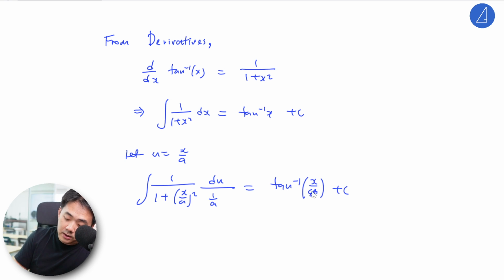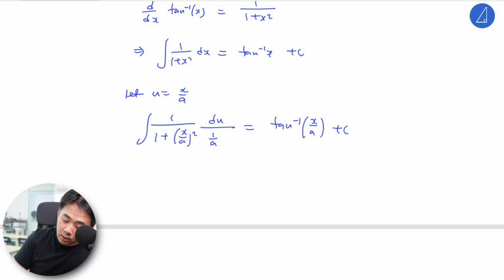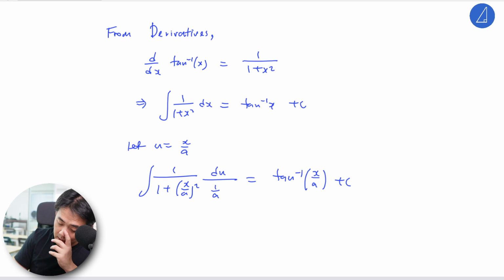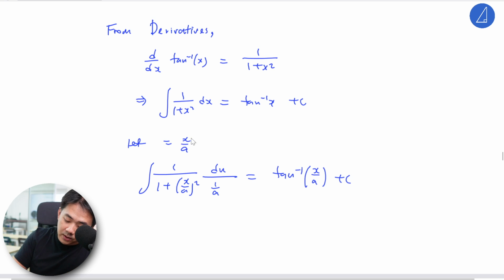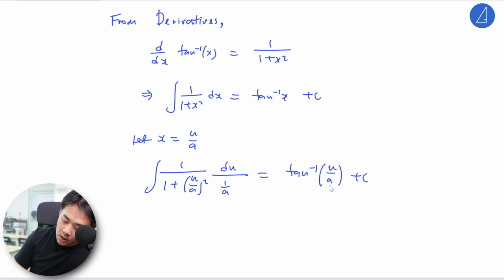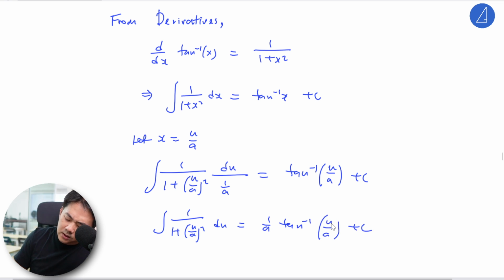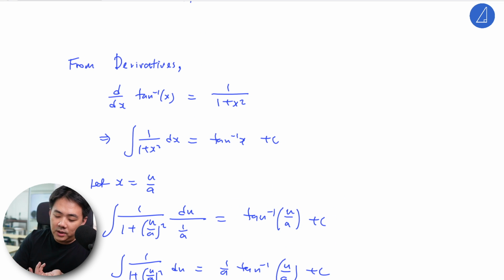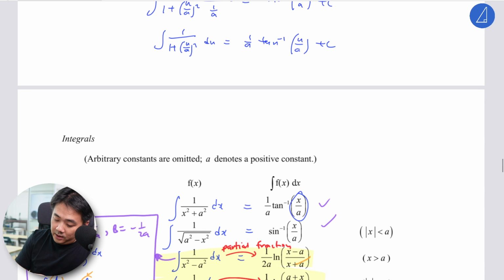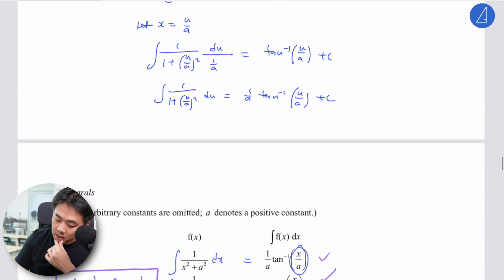This is tangent inverse x over a lah, plus c. Cancelling method. So then from here, you multiply the 1 over a over the other side. So let u be x over a. Let x be u over a. Sorry. dx du. Yeah. So basically you get 1 over 1 plus u over a square du equals to 1 over a tangent inverse u over a lah plus c. Okay. You can also see it as basically you just take the derivative and show lah. Then you can see very clearly that this guy is this guy.